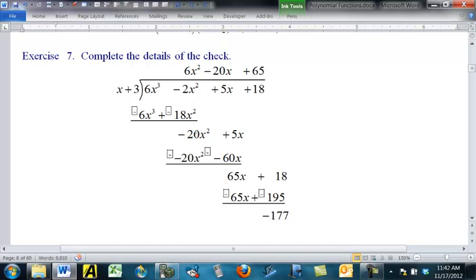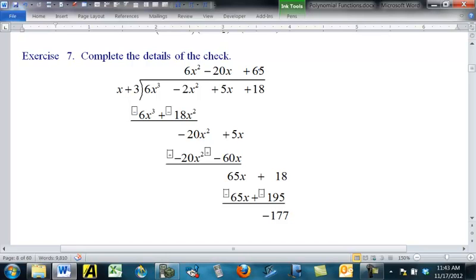So I get negative 20. Now, negative 20x squared divided by x is just negative 20x. Notice the number stays the same, the power just goes down 1. So when I multiply, I get that, same thing. And negative 20x times 3 is negative 60x. Now I change the signs and add, this goes away. Then here I get 65x plus my 18.